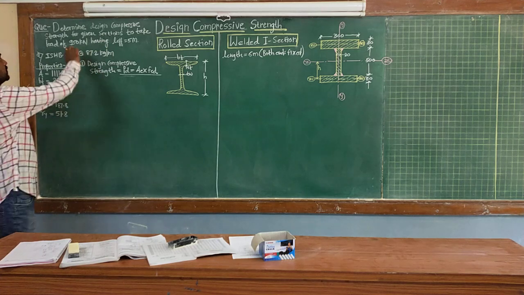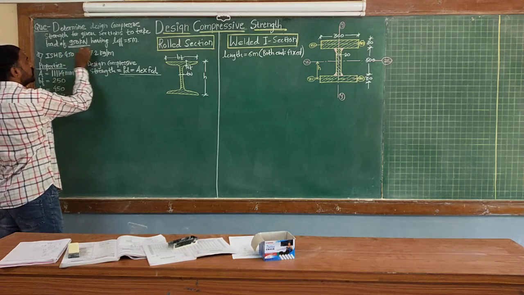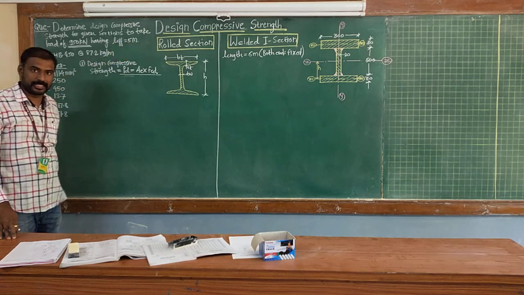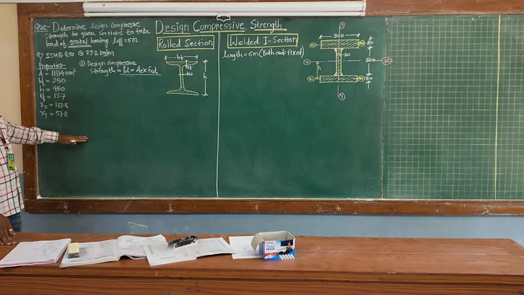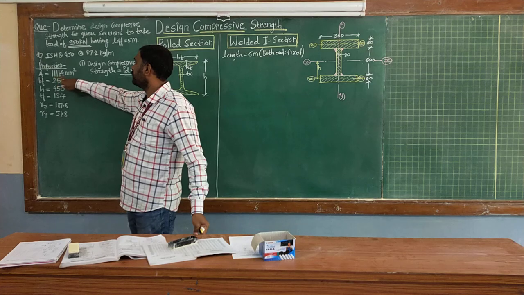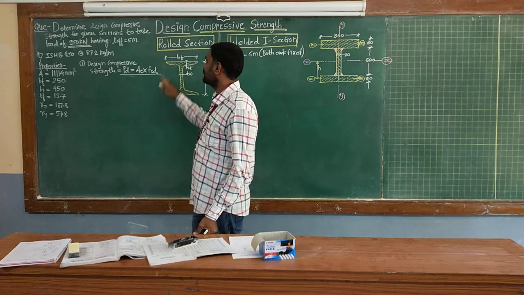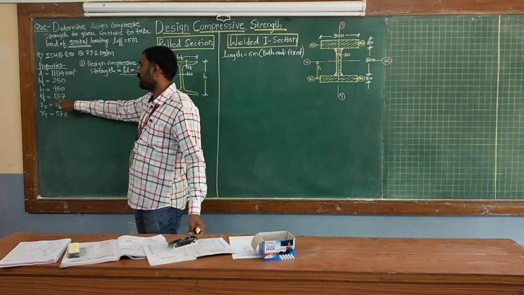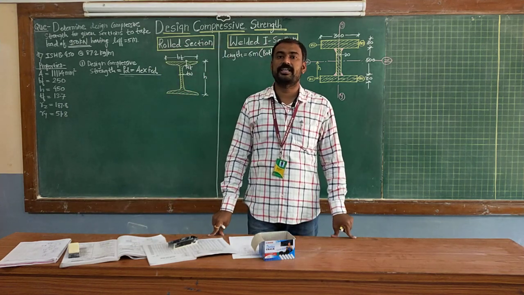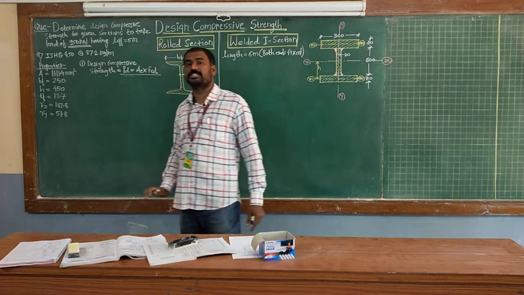Initially the data: the section is given as ISHB 450, it has to bear a load of 950 kilonewton having effective length of 5 meters, correct? From the steel table I have copied these values: cross sectional area of the section, that is 11114 mm square, width of flange 250 mm, depth of the section as per the designation 450, thickness of flange 13.7, and two radii of gyration, radius of gyration about z axis and about y axis. So the RZ value and RY value, all these values I have taken from the steel table, correct?